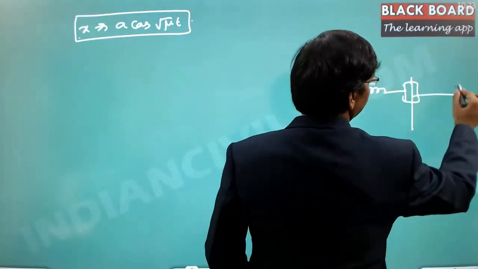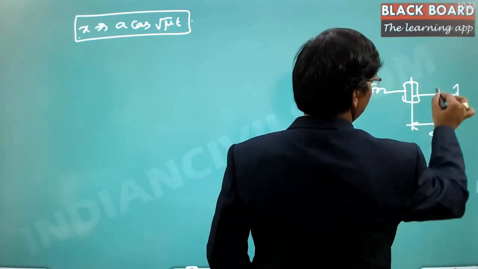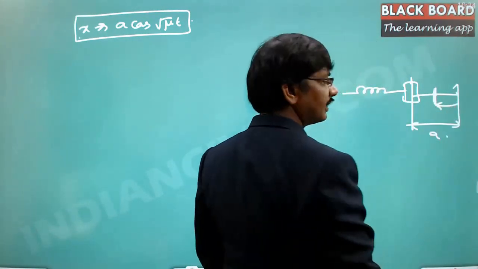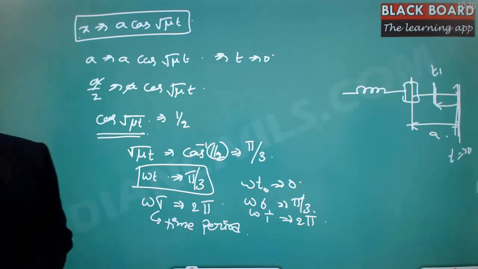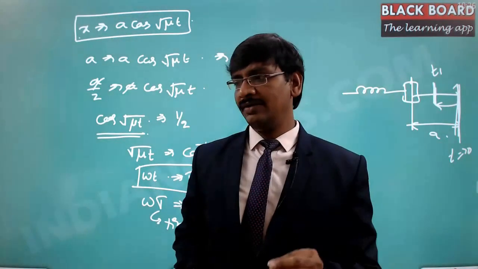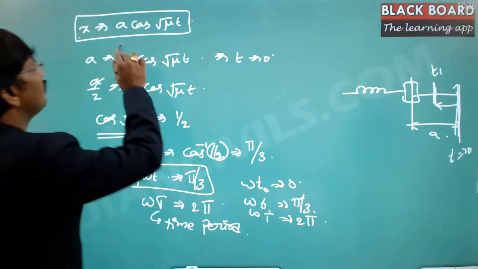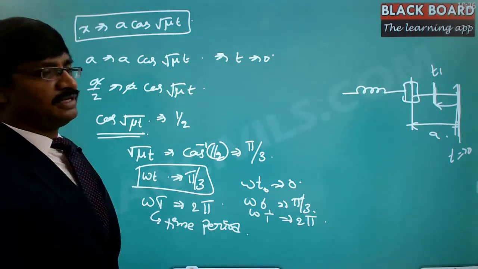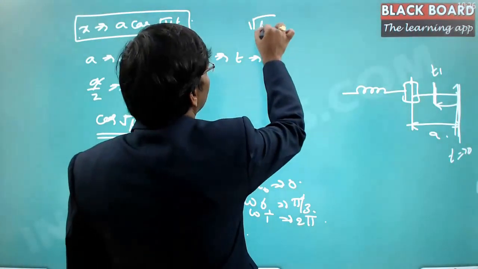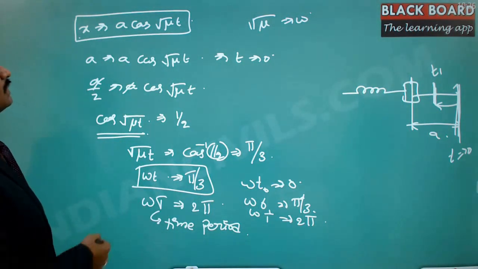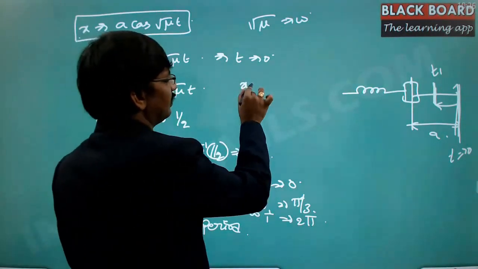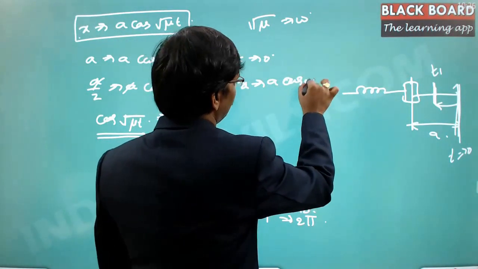This is the mean position, this is the extreme position, this is a by 2, and until this point it is coming in this particular direction. I'll just repeat. We have just derived the equation x is equal to a times cos of square root of mu times t, and we know that square root of mu is equal to omega. If you replace it here, that is going to be cos omega t. So x is equal to a cos omega t. This is the equation of simple harmonic motion.